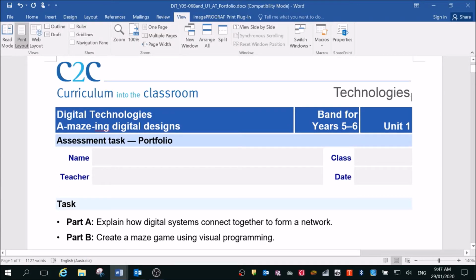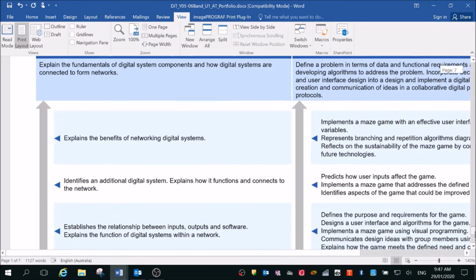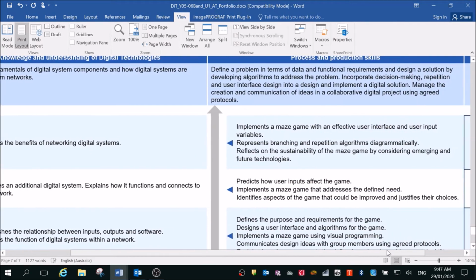Alrighty, let's have a look how we would go about completing part B of the C2C Year 5 Digital Technologies unit, the amazing digital design. Let's go straight down to the marking guide so we can see what it is we actually need to do. So down here at the marking guide, it's asking us to do a few things.